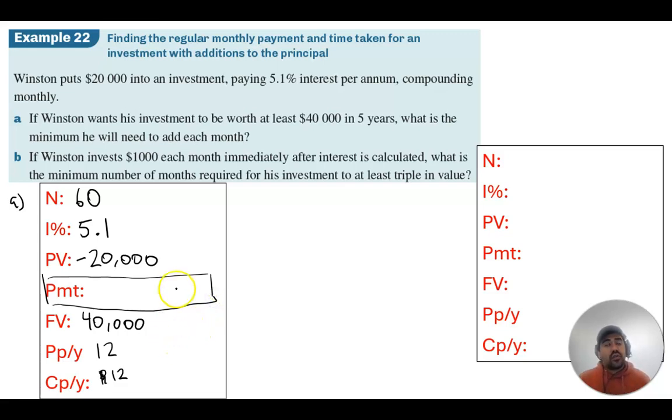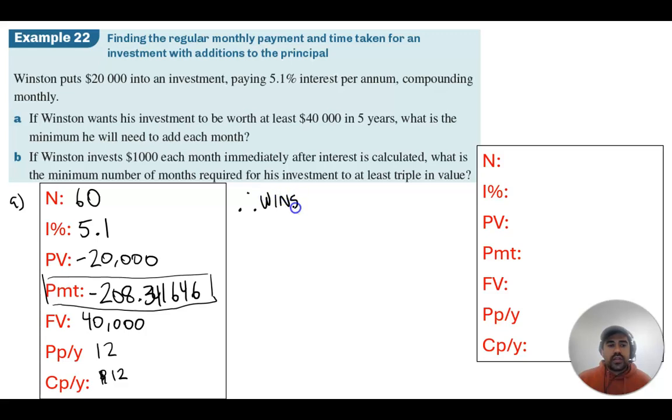Now, we know that this is going to be a negative amount because Winston is going to be out of pocket by a certain amount to have this $20,000 reach $40,000. If you do not get a negative for whatever reason, one of these values has been inputted incorrectly. So just be careful of this. 208.341646 is the amount. So what is the minimum he will need to add each month?